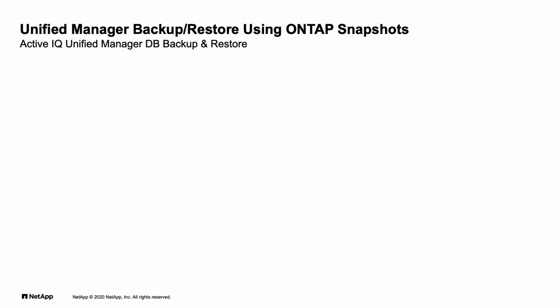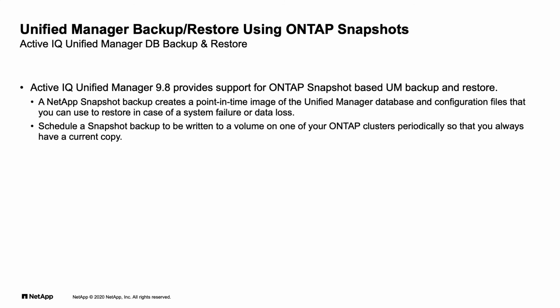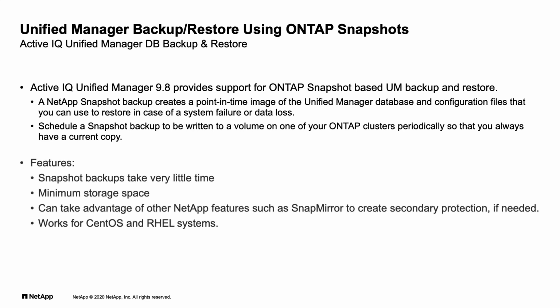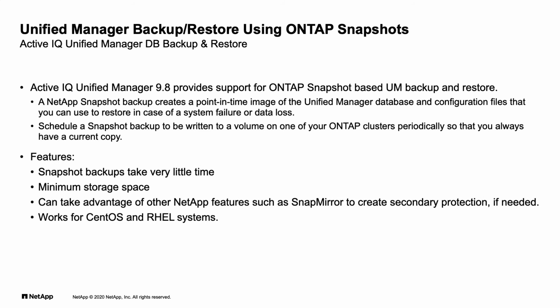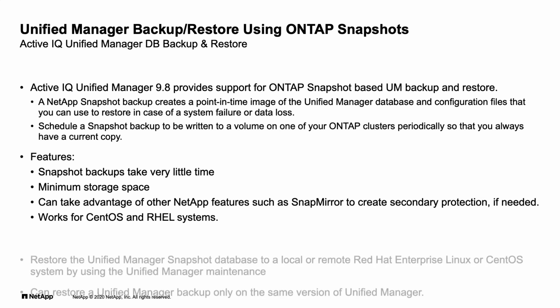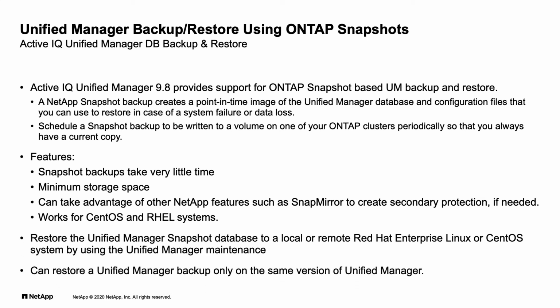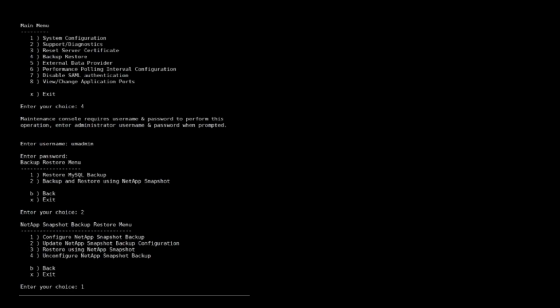ActiveIQ Unified Manager 9.8 has also introduced backup and restore of the Unified Manager database using NetApp snapshot copies. NetApp snapshot copies create a point-in-time snapshot of the Unified Manager database and configuration files that you can use to restore in case of a system failure or data loss. Please note that this functionality is available only when Unified Manager is installed on a Red Hat Enterprise Linux or CentOS Linux server. To enable the snapshot backups with the maintenance console, use the Configure NetApp Snapshot Backup option.